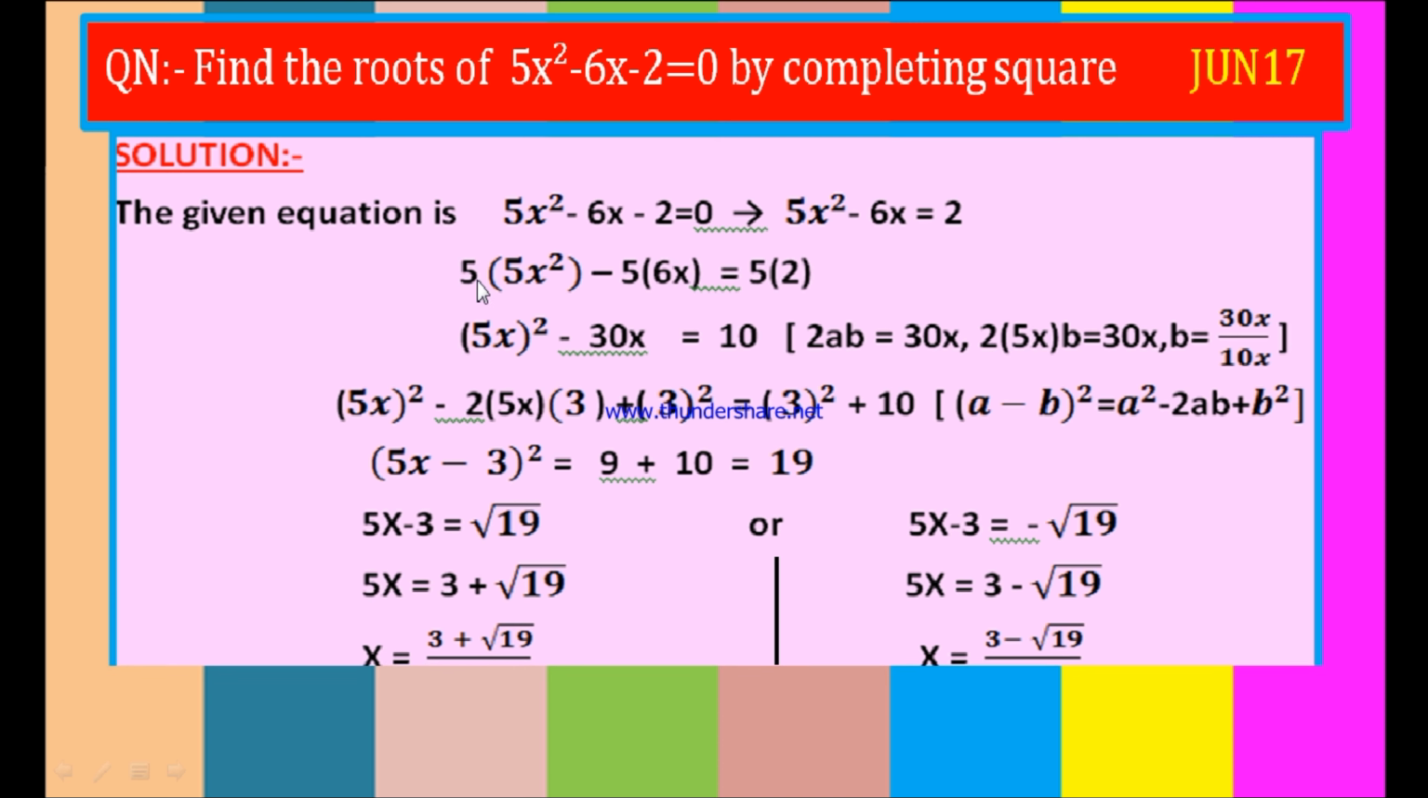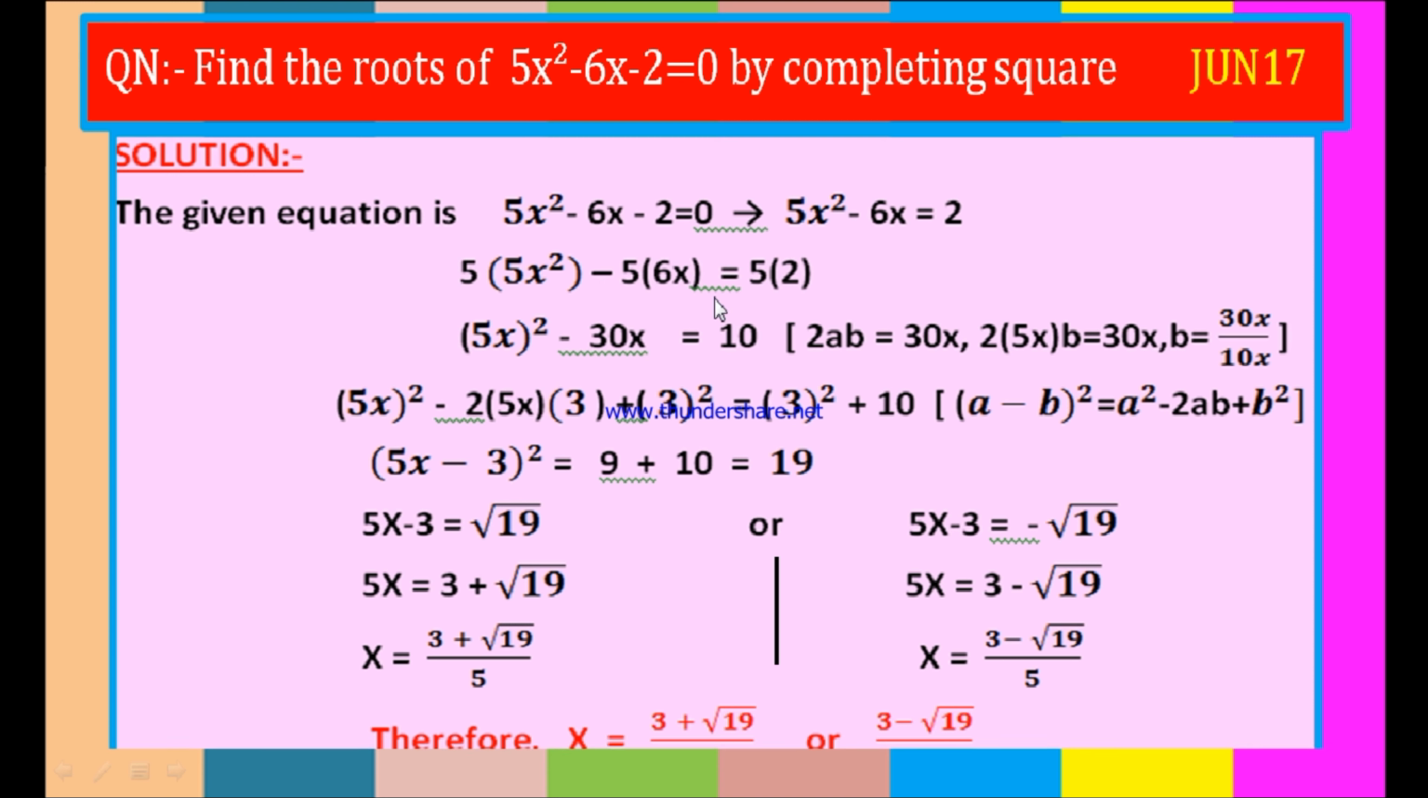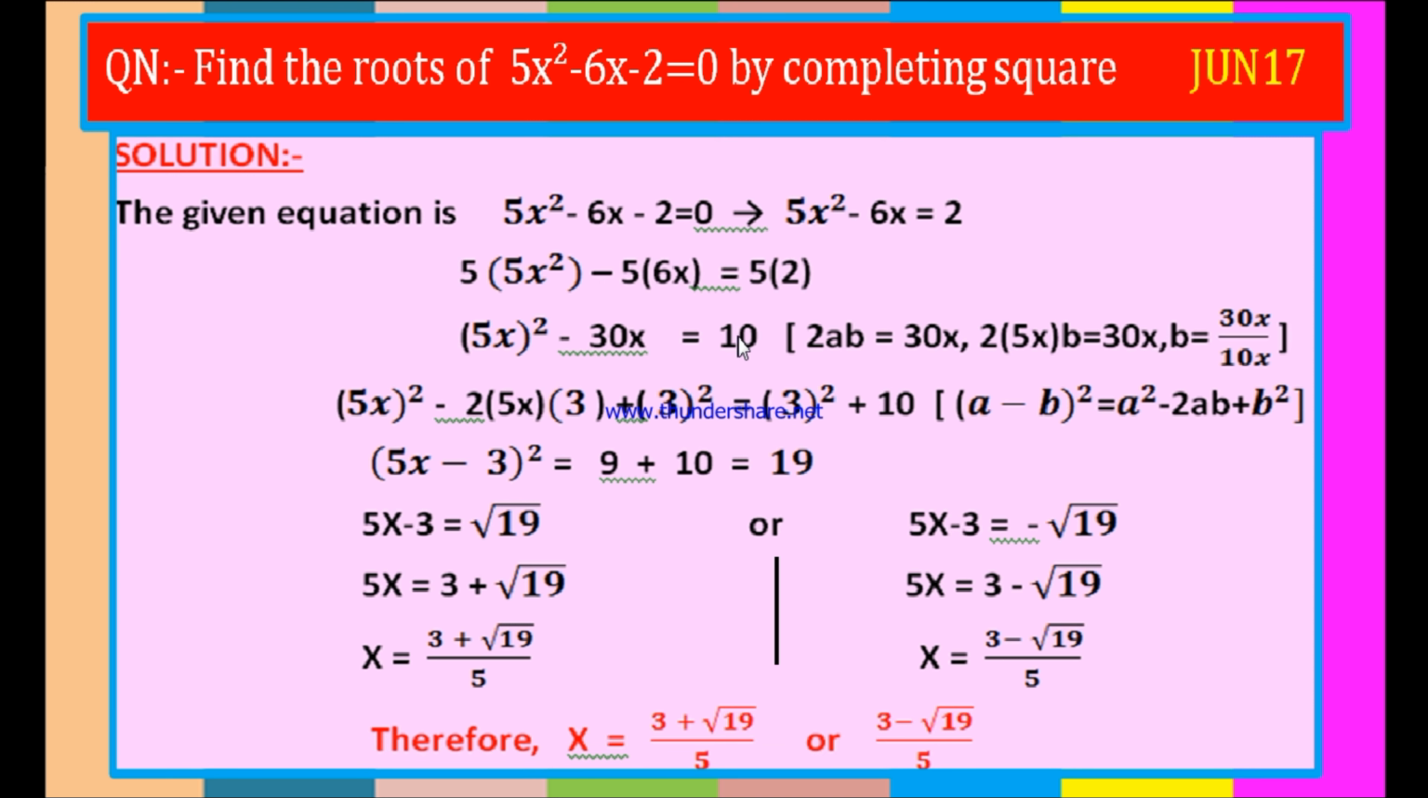5 into 5 is 5 square, x square is 5x whole square, minus 5 6s are 30x, is equal to 5 2s are 10. As usual, you have to write it in the form of a minus b whole square. The formula for a minus b whole square is a square minus 2ab plus b square. Therefore, the first term in the expansion is a square. A square is equal to 5x whole square, then a is equal to 5x. If a is equal to 5x, then 2ab is equal to 30x. Substitute the a value and find the b value.